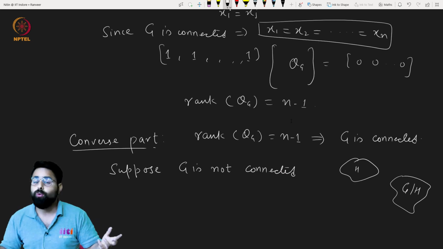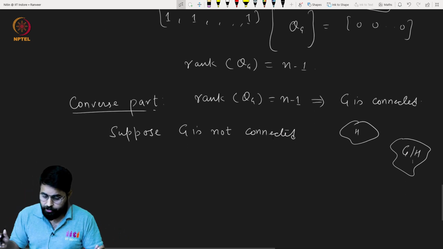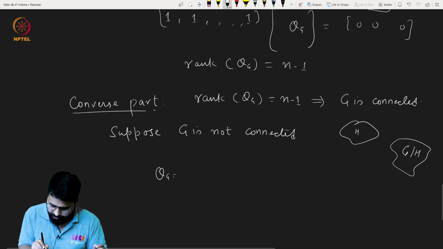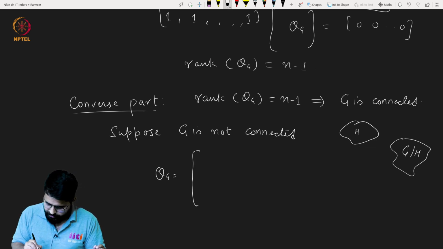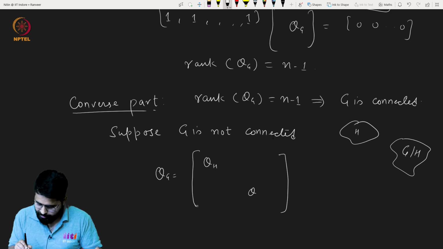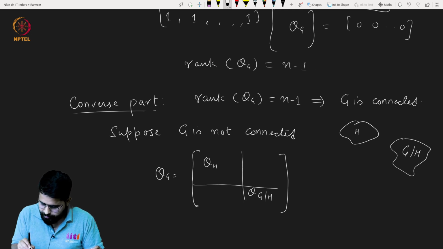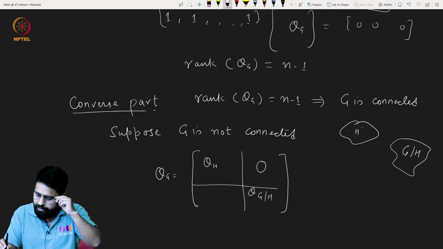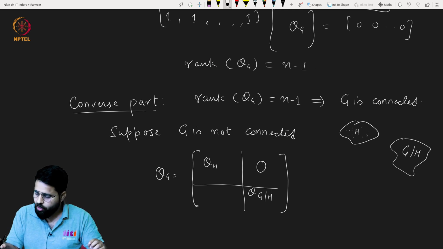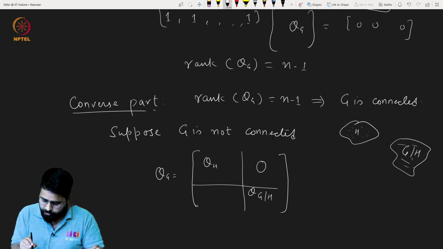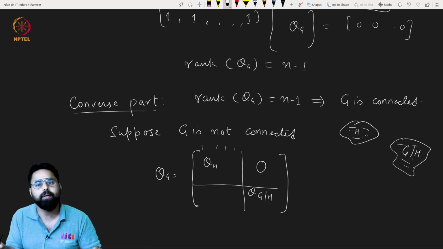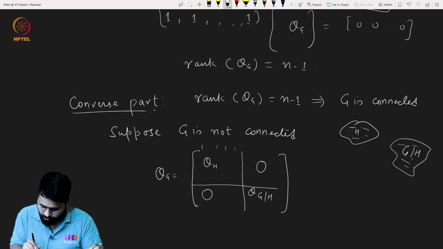Now what will your QG look like? QG will look like this. By now I hope you have got what the shape will be. So this will be the incidence matrix of H, and there will be the incidence matrix of G minus H. All the entries here will be 0. Why? Because no vertex here falls into any of the edges there, right? Similarly, none of the edges here fall into any vertex here. So this will also be 0.